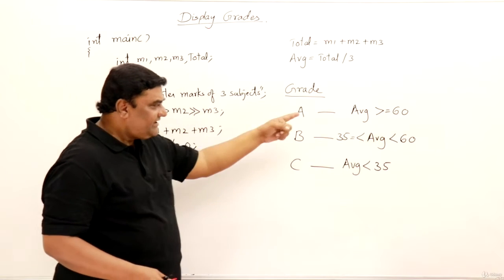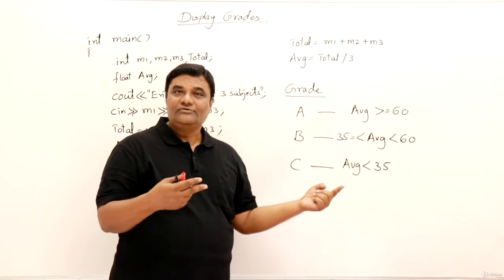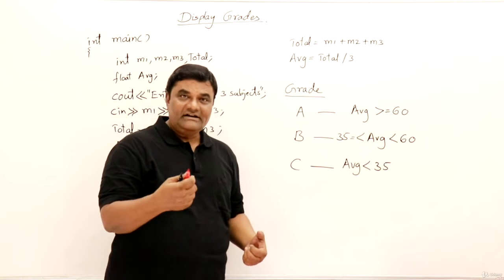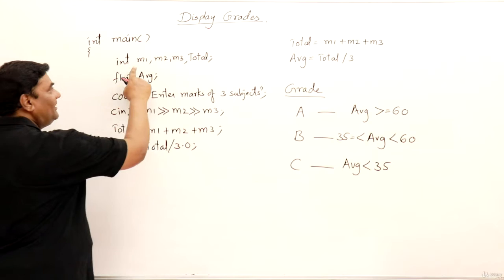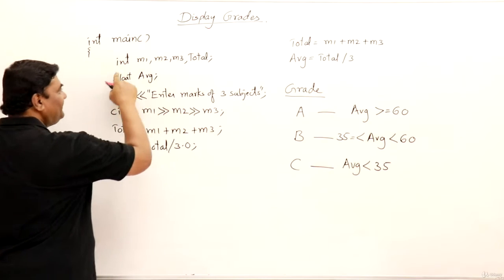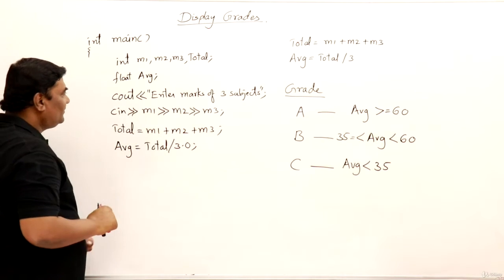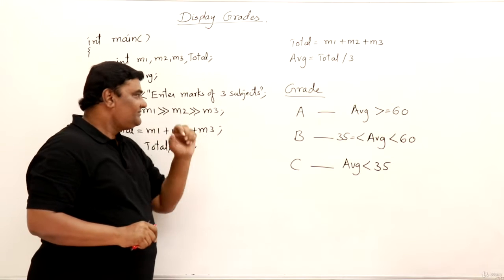So for this, 3 conditions are there. So for this, I have to write nested if. Right. So here is a program. Already I have written partial of a program. Marks 1, marks 2, marks 3 total are of type integer. Average is in float. Then enter marks of 3 subjects.